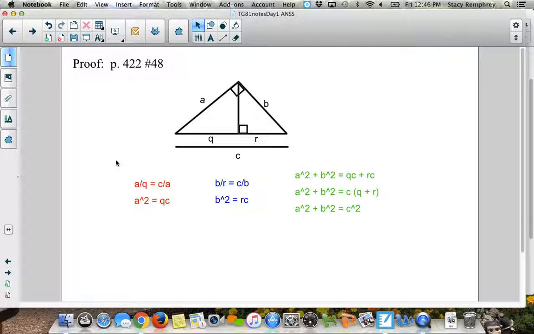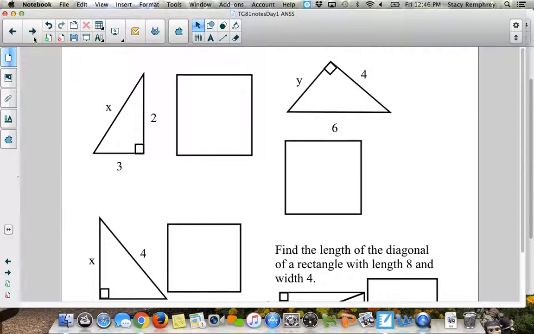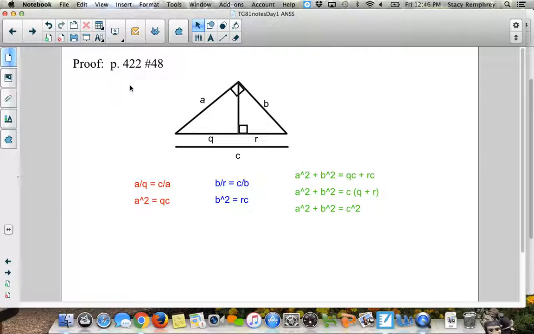And in the next slide, we're going to do a proof. I took it from 422, number 48. It started with this picture. And maybe that picture looks familiar to you. We had done it before with our previous chapter. So I have a right triangle with an altitude drawn to the hypotenuse.